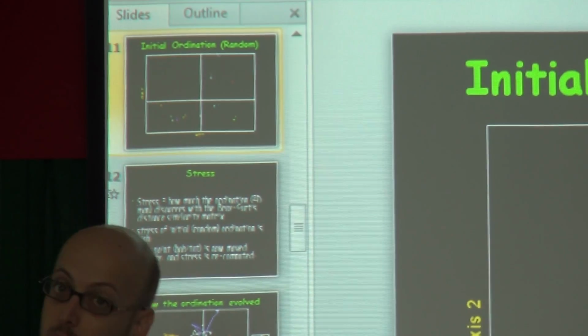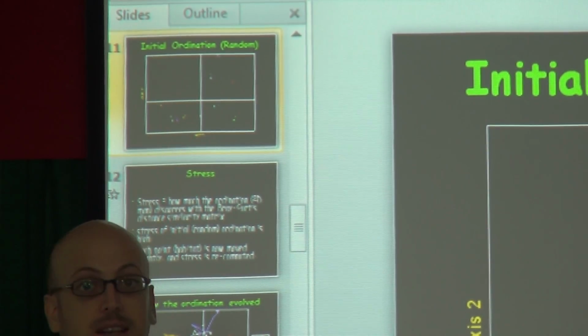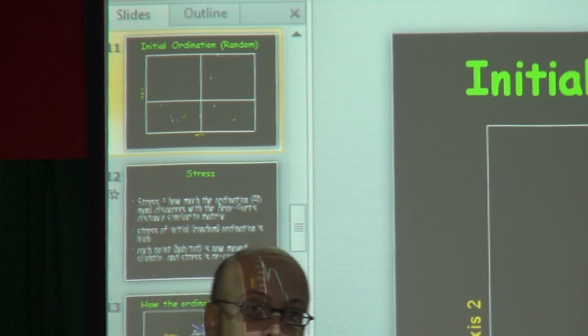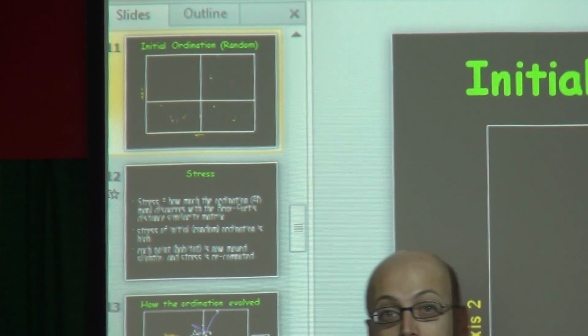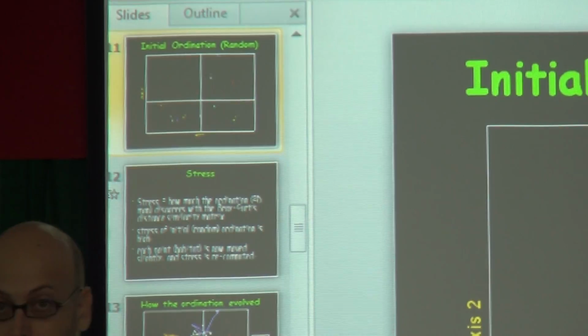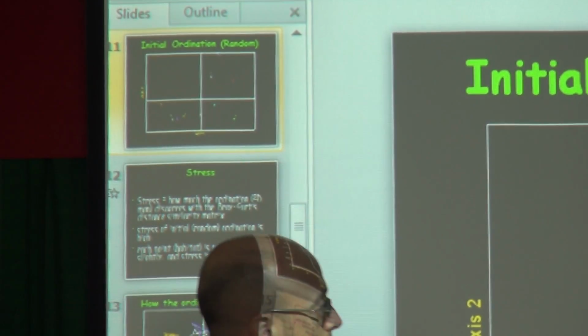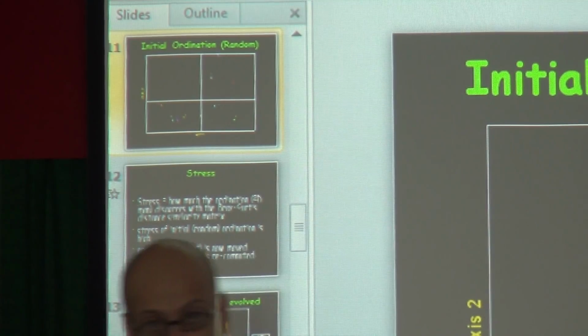That's a good question. We always get this question. What do the axes mean? The axes don't have any biological meaning. It's just there to create the map.